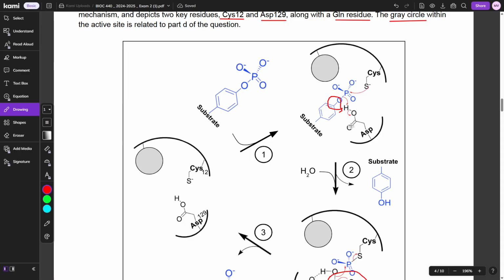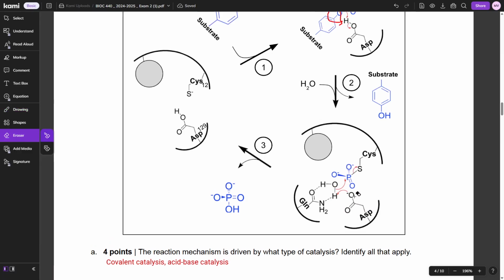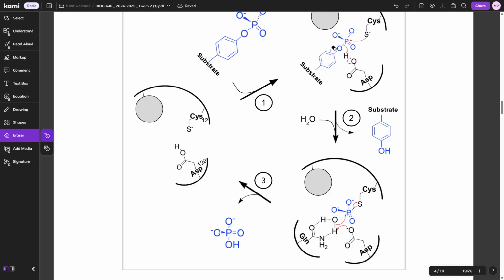So if I'm breaking a peptide bond, for example, I'm using water to break the protein apart. That's not what this is doing. The water here is just being used to reset the enzyme to its previous state. So that's where I would make the differentiation. If you see any kind of covalent bond, it's covalent catalysis. If it's a covalent bond, it's covalent catalysis, period. There are no ifs, thens, or buts about that.